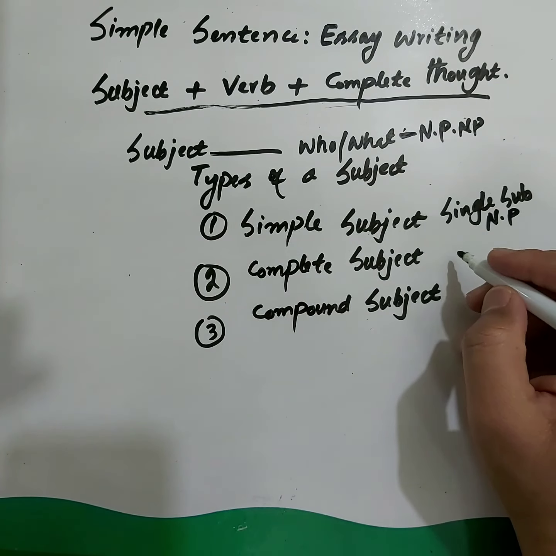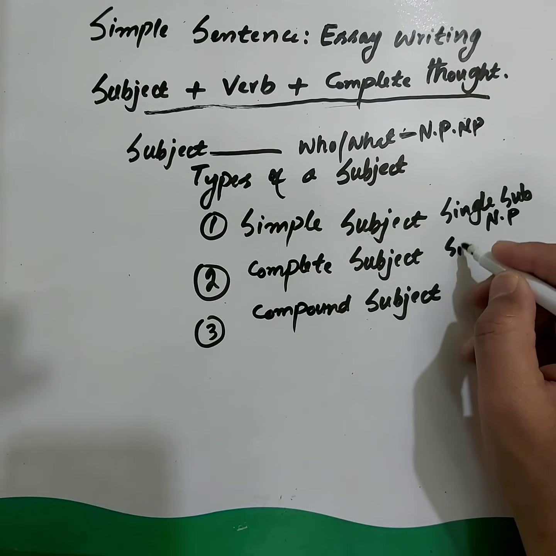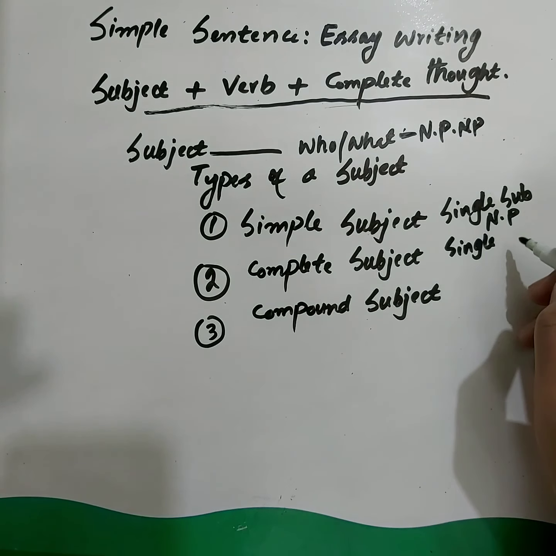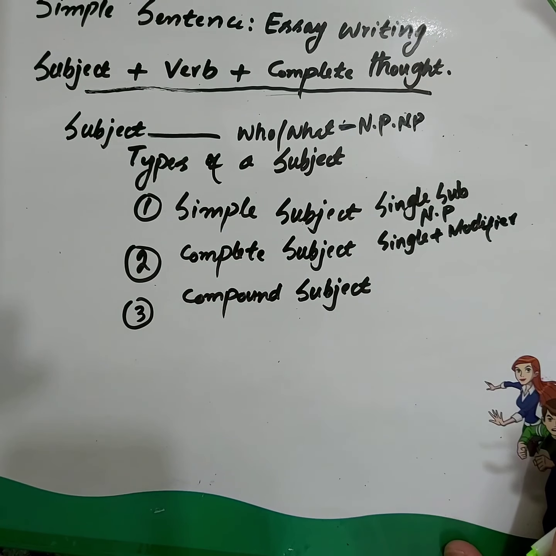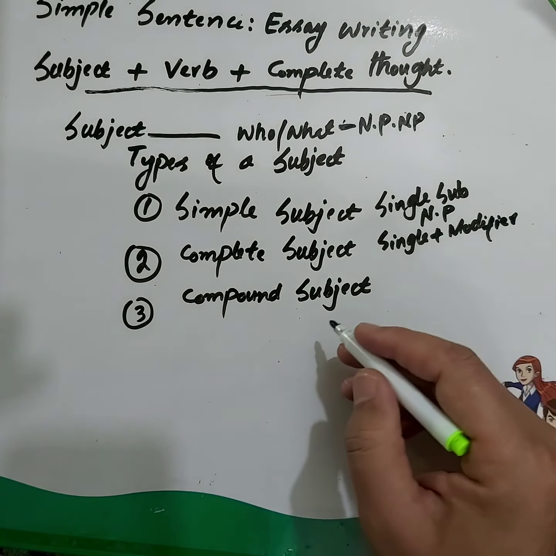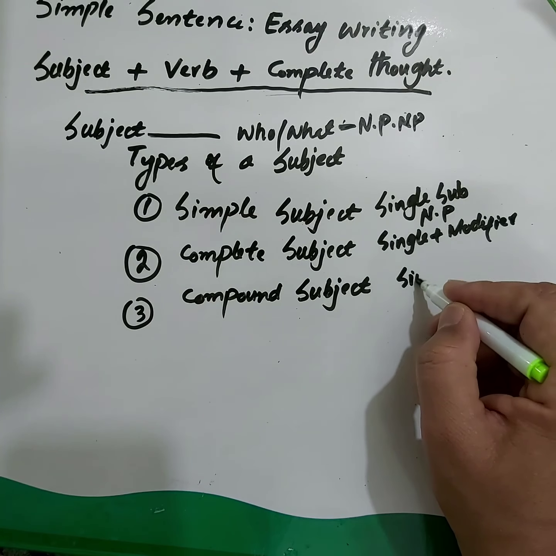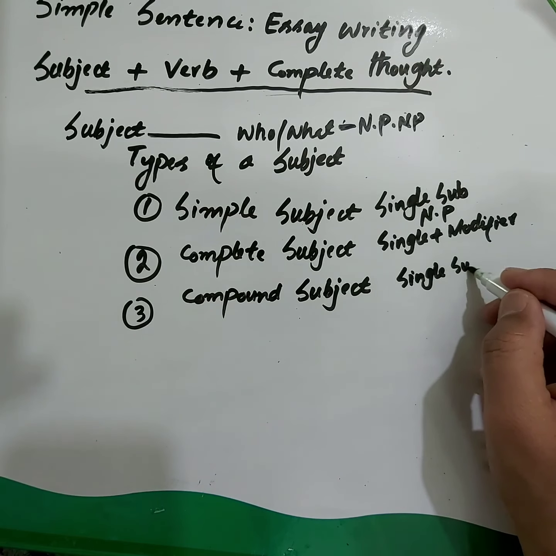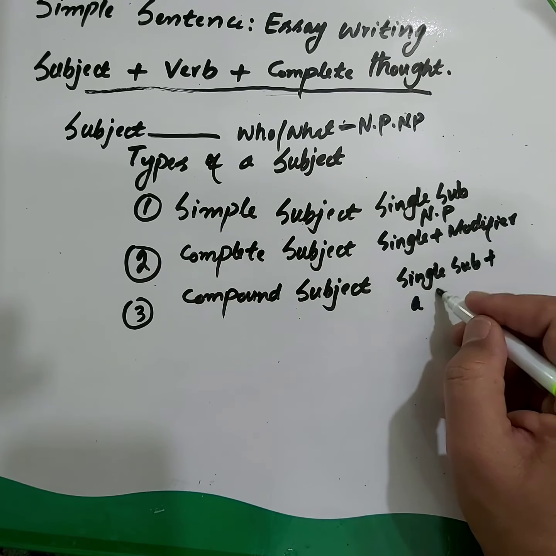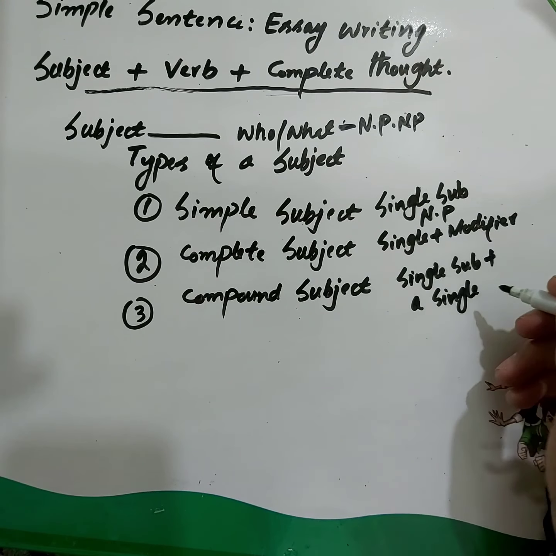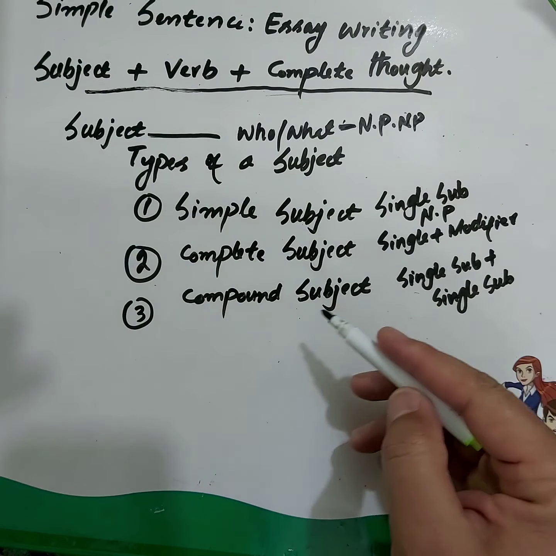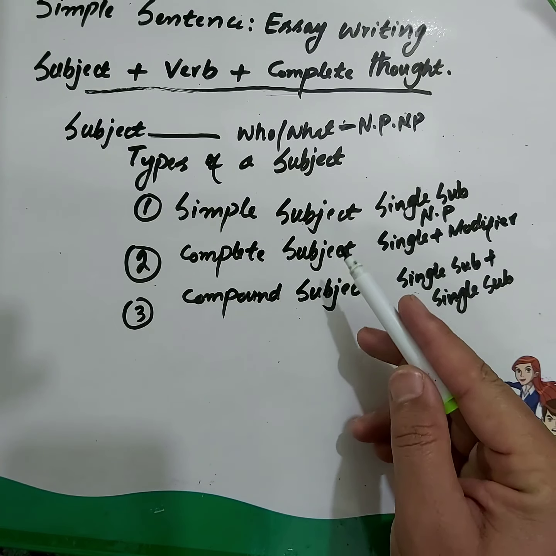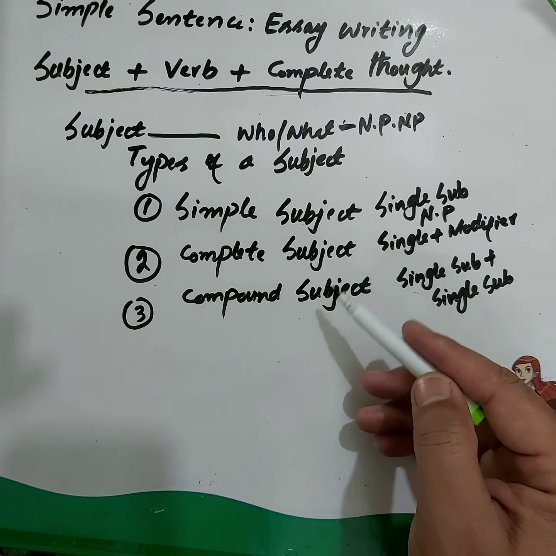Complete subject. Students, this is your single subject plus modifier. Students, compound subject. A single subject plus a single subject. Examples I have given in the initial part of the lecture.